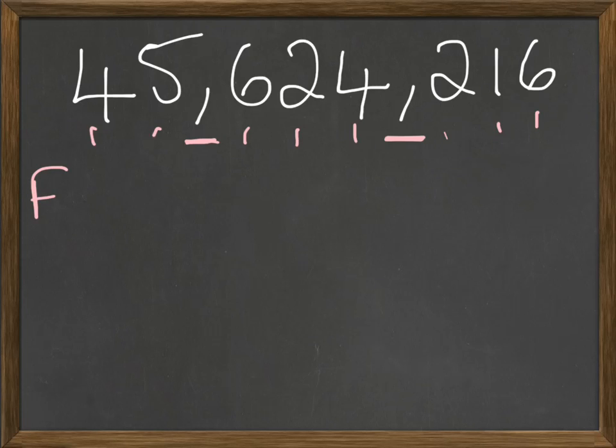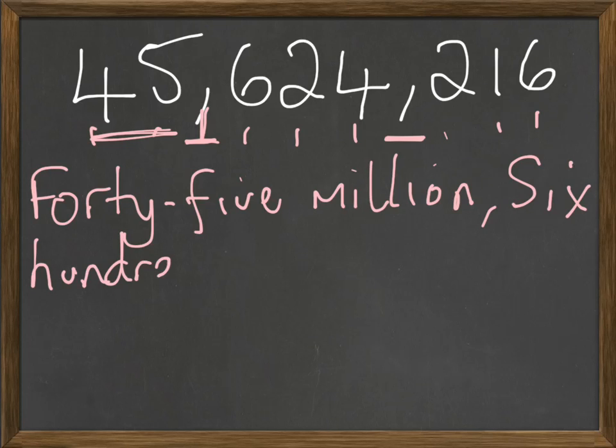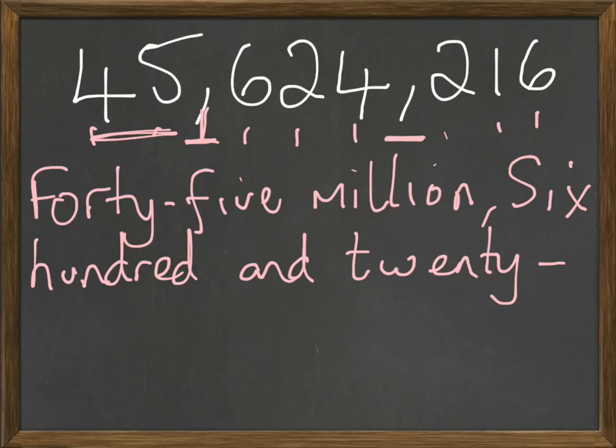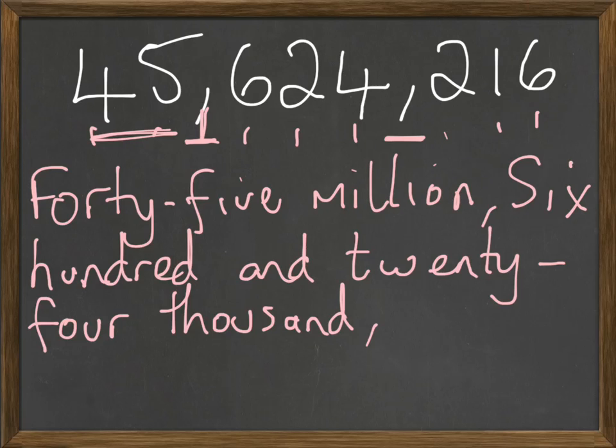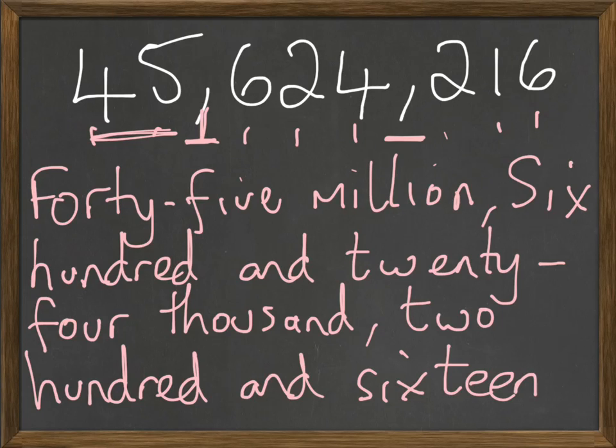So let's see if we can do it. So 45 million, 45, and there's the million, 600 and 24,000, 216. Just break it up into threes and it becomes much easier.